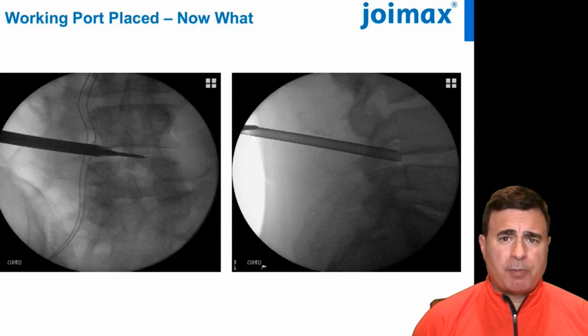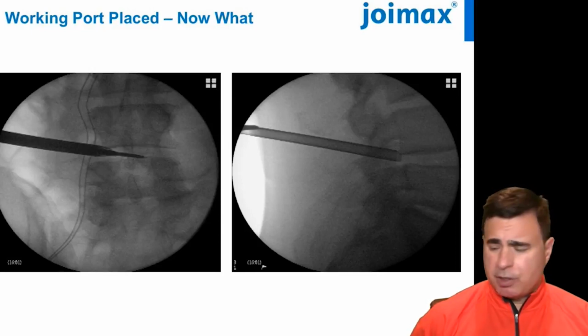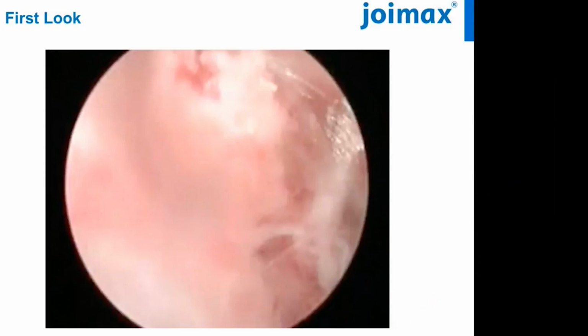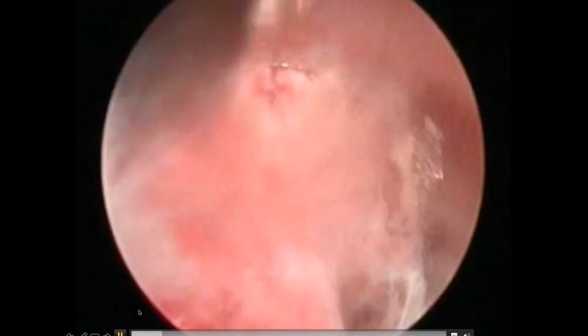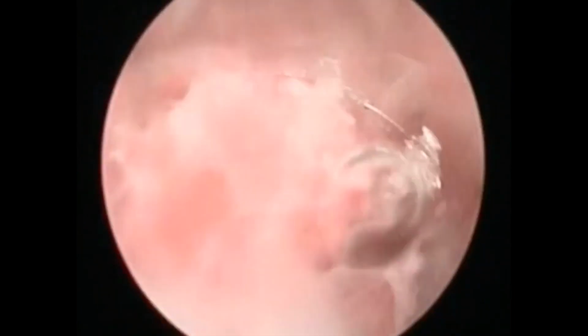We're going to start off by presuming that the working port has been introduced, and we're about to enter into the spinal canal with the endoscope. Initially, what you'll see is a big mass of tissue, which may be disc material, it could be facet capsule, but there may also be nerve root underneath.